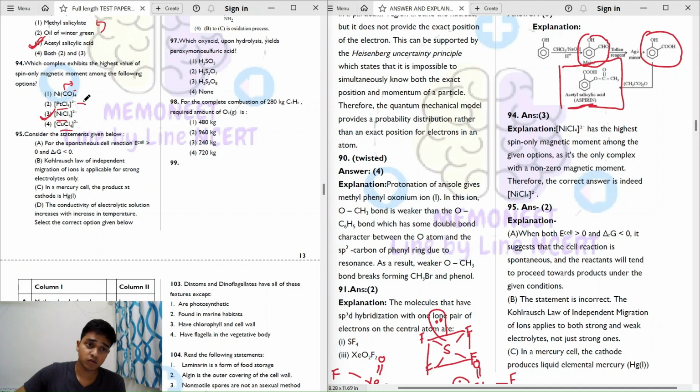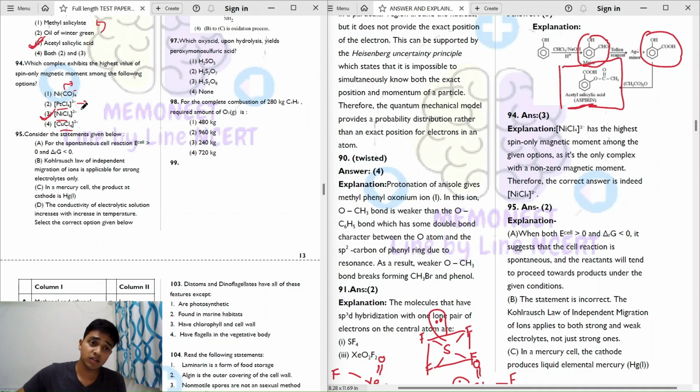For PtCl4, as we keep on moving down the group in d orbitals, even the weak field ligands which are present in the 3d series, when we go down to 4d or 5d, the weak field ligands also act as strong field ligands.